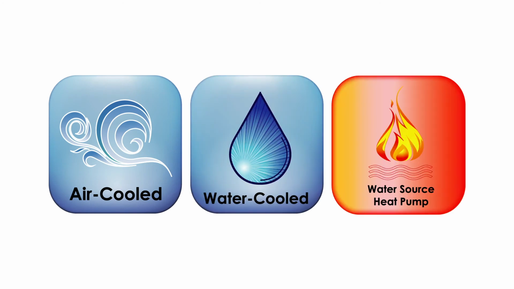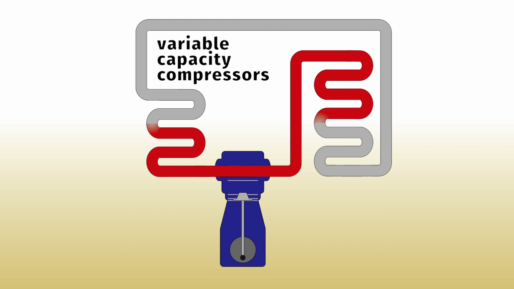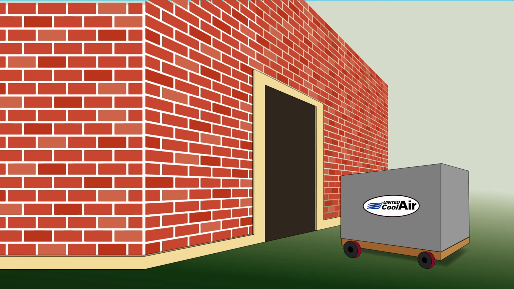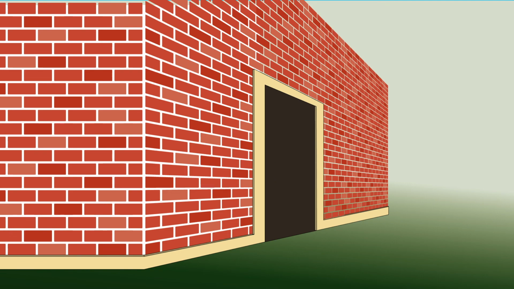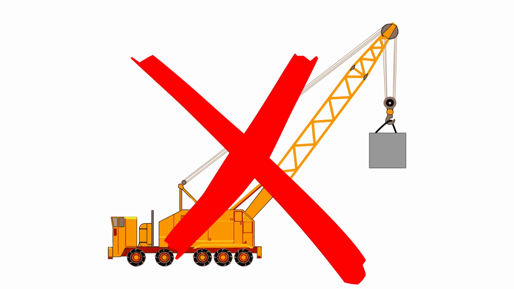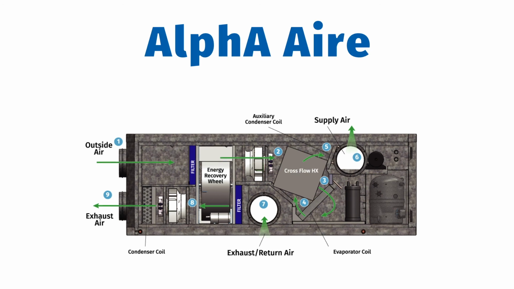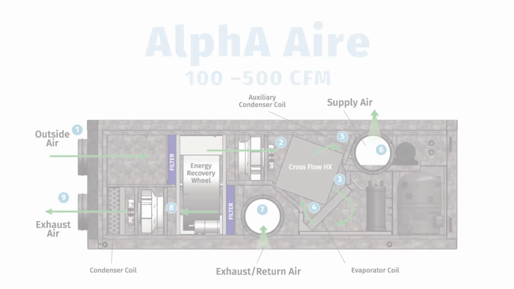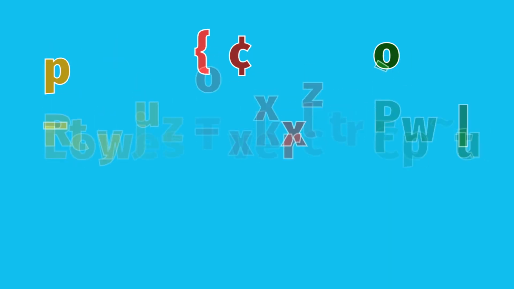These units are air-cooled, water-cooled, or water-source heat pumps and may include variable capacity compressors. This includes packaged indoor or split systems paired with an outdoor condensing section. Our modular design makes retrofitting equipment easier since it eliminates building modifications. United CoolAir also offers energy recovery units, which reduce cooling and heating loads and provide greater efficiency and better indoor air quality with a lower overall cost.